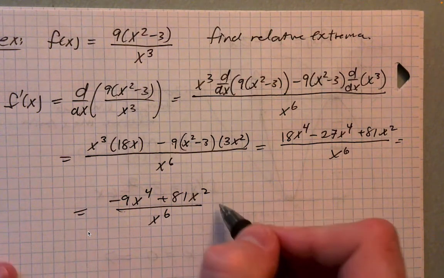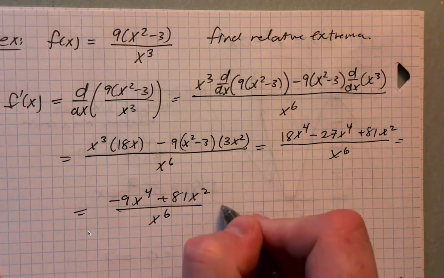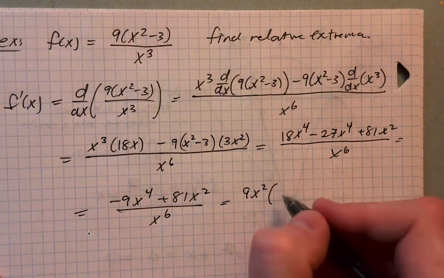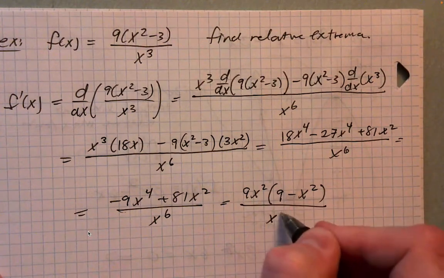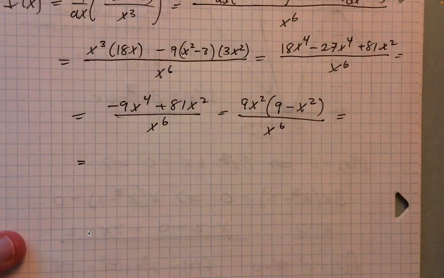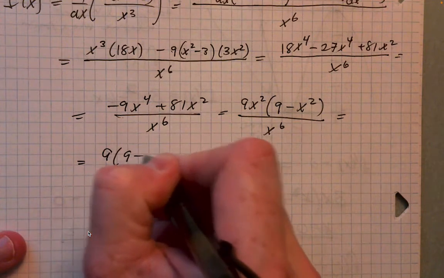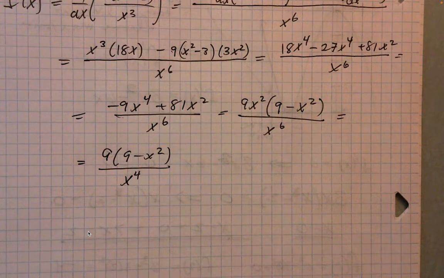Okay, and let's see, there's lots of things we can do here. Let's factor out 9x squared here. When we do that, we will get 9 minus x squared, and then all over x to the 6th. And we can do a little bit more. We're getting close. Just try to get this down to as reasonable as possible. So maybe it'll be 9 times 9 minus x squared over x to the 4th. Okay, so that might be a good place to leave it. That's probably the best place to leave it.